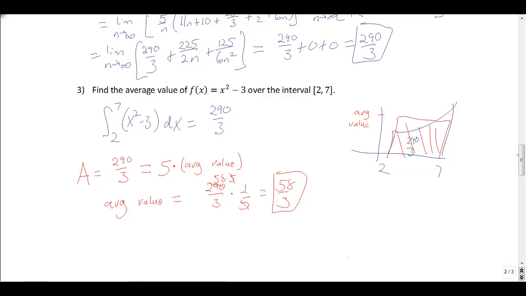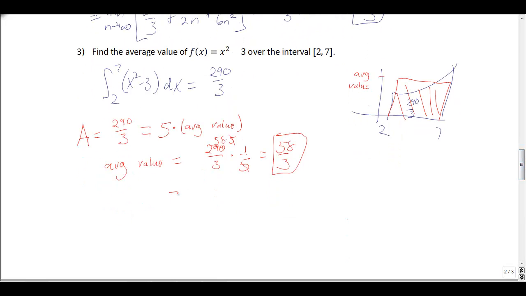Maybe I should put up the general formula here. It's generally going to be 1 over b minus a, that's like the 1/5, times the integral from a to b of f of x dx. Where this 290 over 3, that's really that integral, but we did that in the previous question.